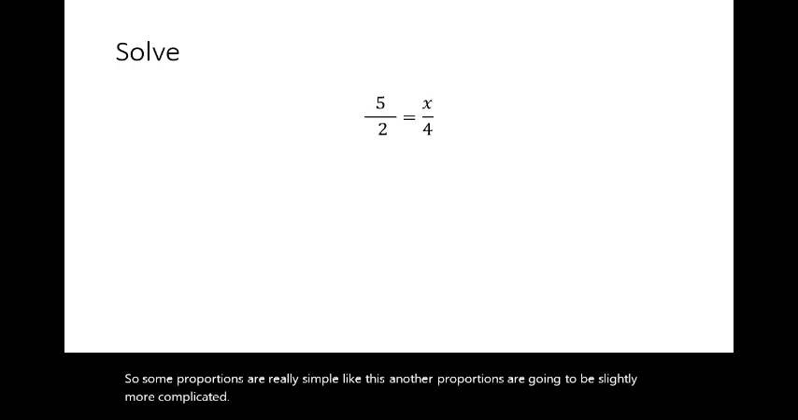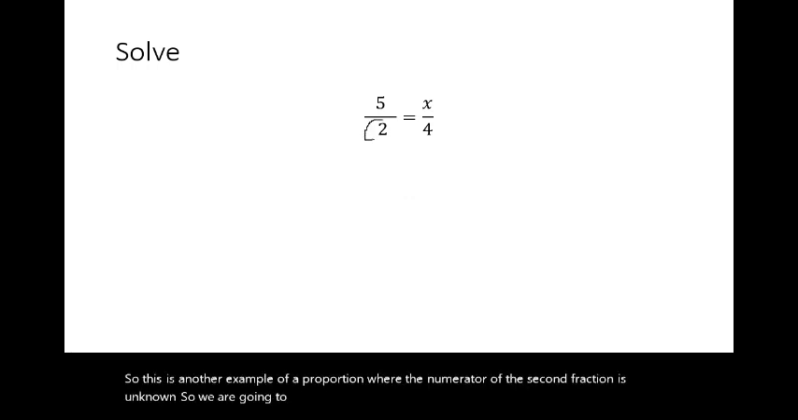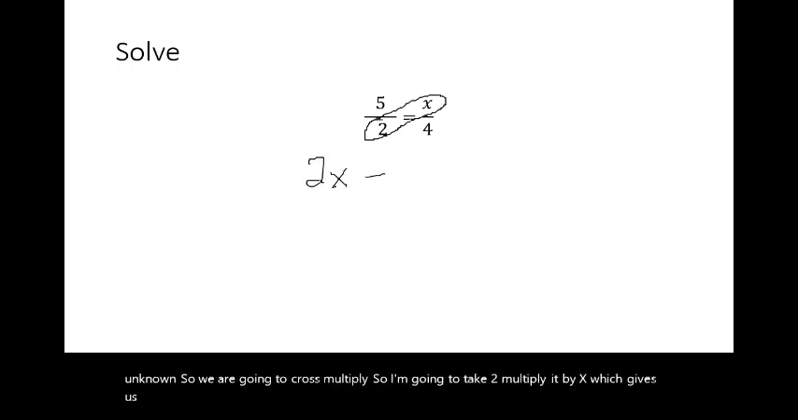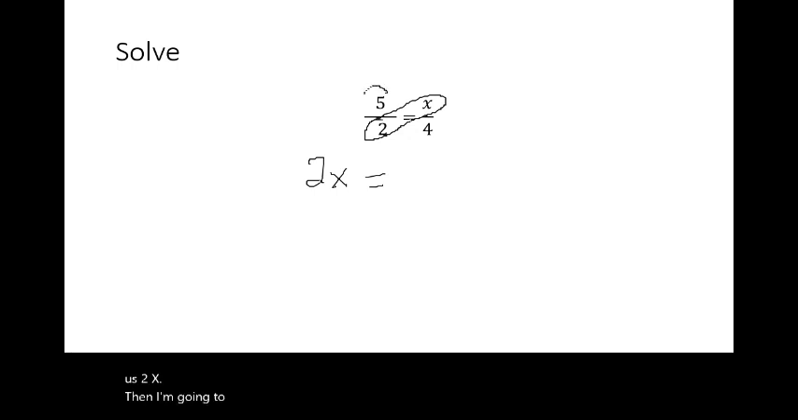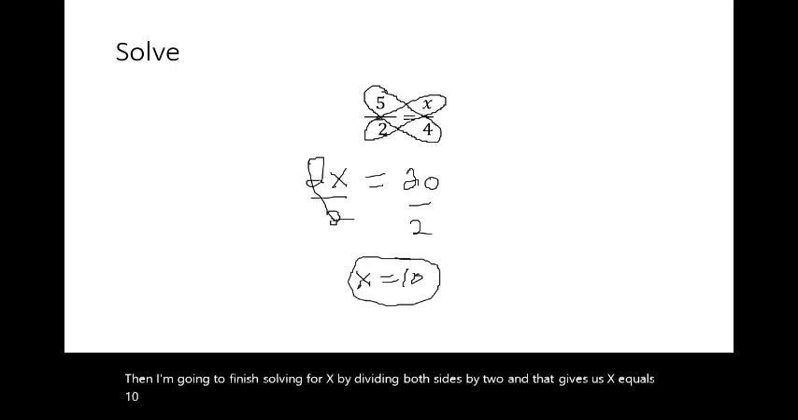So this is another example of a proportion where the numerator of the second fraction is unknown, so we are going to cross multiply. I'm going to take 2, multiply it by x, which gives us 2x. Then I'm going to set that equal to the other cross product. 5 times 4 is 20. Then I'm going to finish solving for x by dividing both sides by 2, and that gives us x equals 10 for our final answer.